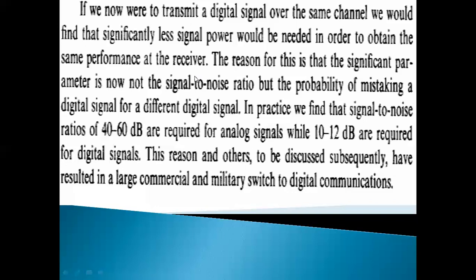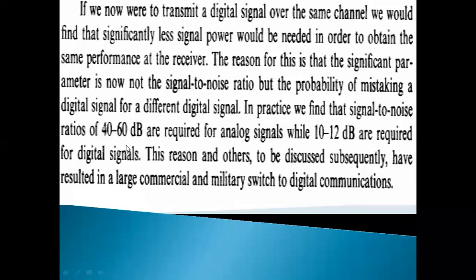So we use a less powerful signal to avoid the attenuation. The significant parameter is now not the signal to noise ratio, but the probability of mistaking a digital signal for a different digital signal. In practice, we find that a signal to noise ratio of 40 to 60 dB is required for analog signals, while 10 to 12 dB is required for digital signals.